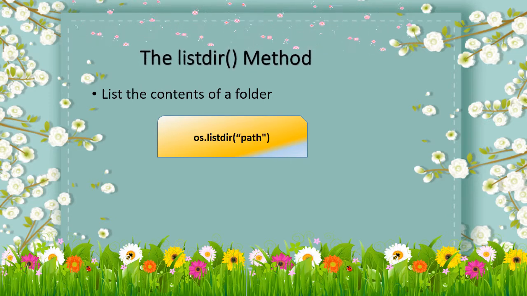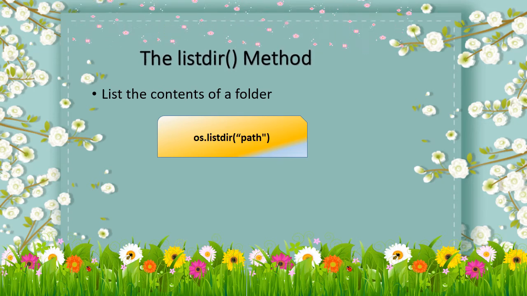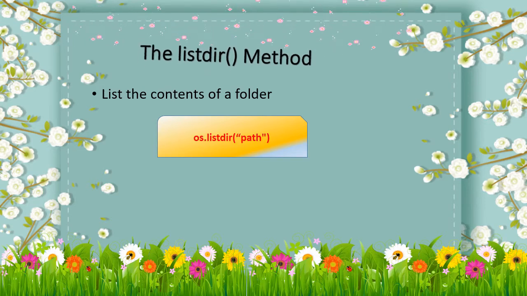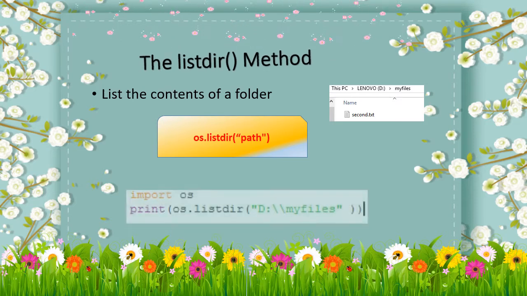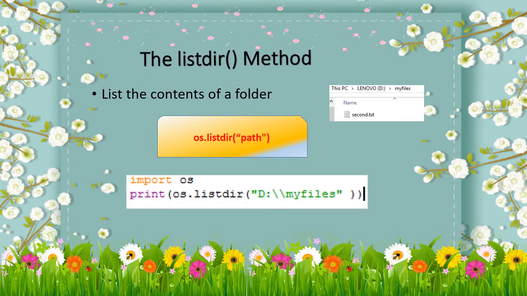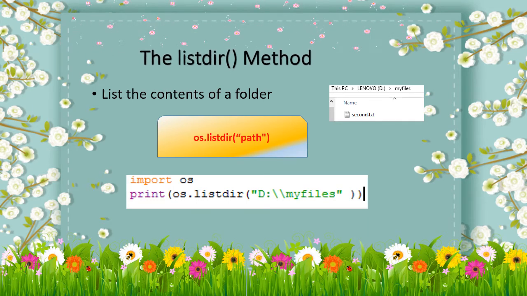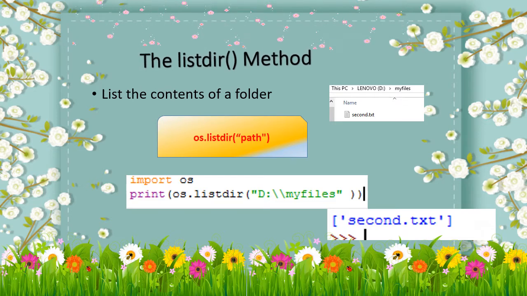The listdir function is used to list the contents of a folder. The folder may contain files or subfolders, everything will be displayed. So the general form for list directory is os.listdir of the path. You should give the path. Here the path given is D colon my files. So whatever files are in my files will be displayed. Here only the second.txt file will be displayed.